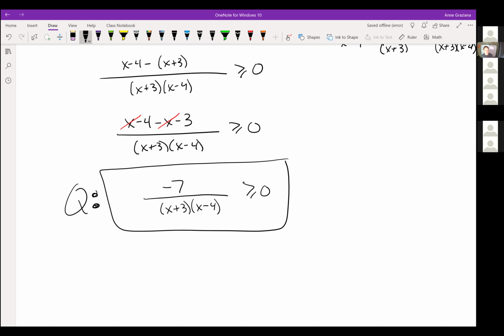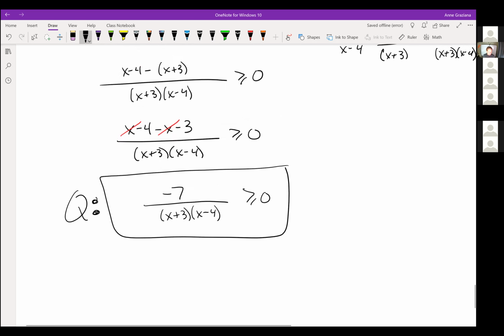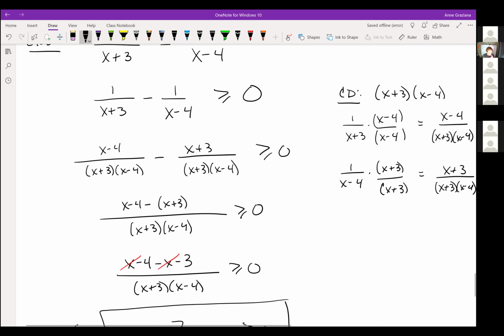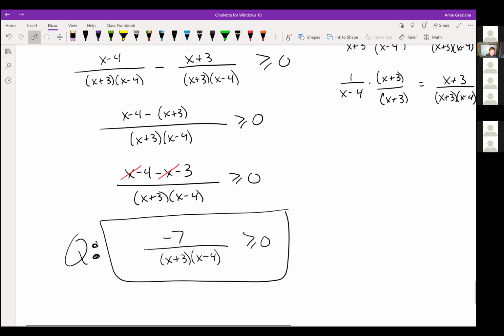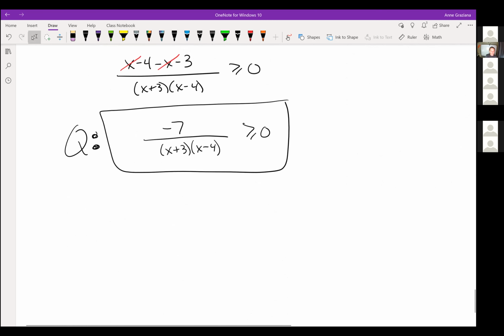All right, you guys still with me? When you subtract 1 over x minus 4 to the left, you have to get a common denominator, right? Which is x plus 3 and x minus 4. And then when you subtract those, the x's are going to cancel out, and all you get on top is a -7. So you should get -7 over x plus 3 times x minus 4 greater than or equal to 0. And my advice is, here's my advice.